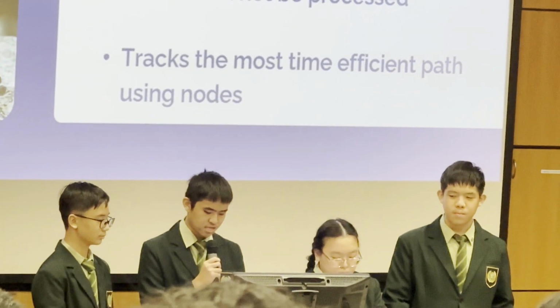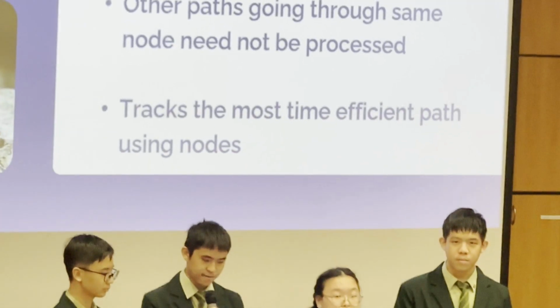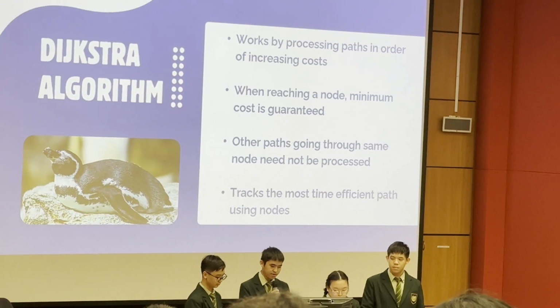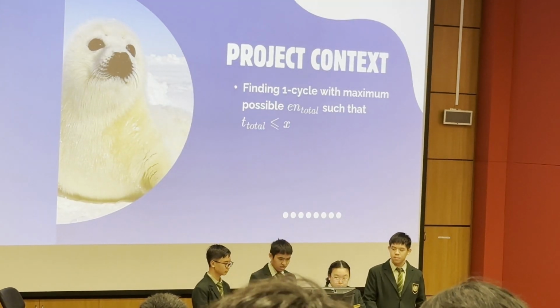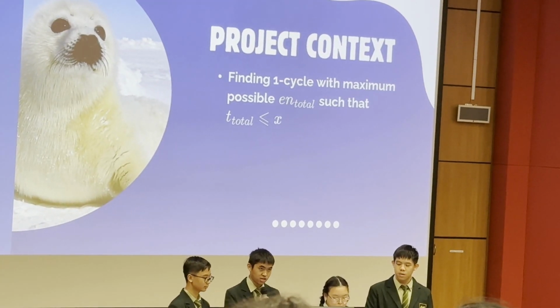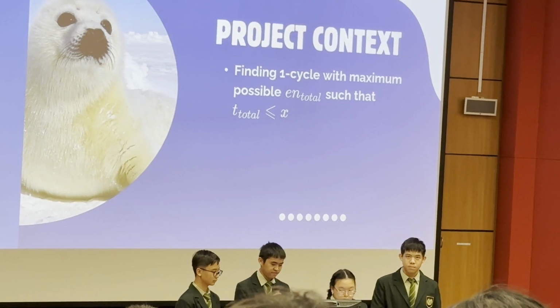Dijkstra's works by processing paths in increasing total time spent. Therefore, when reaching a node for the first time, the minimum cost needed to reach that node is guaranteed to be that walk. So other paths going through the same node later on need not be processed. In our project, our objective is to find a one cycle with the maximum possible enjoyment value such that the total time spent is less than or equal to x, where x is a variable parameter.